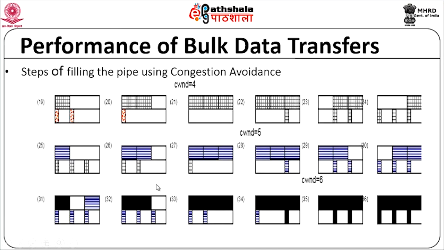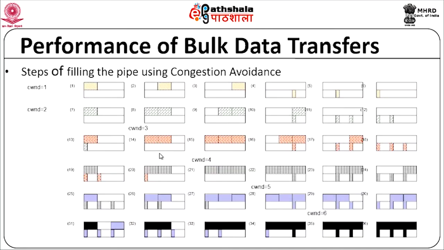So with congestion avoidance, starting off with a window size of 1, as you go higher and closer to the RTT, you will be filling the pipe and will be able to use it effectively. But in this process, there are certain drawbacks that can occur. This picture again is just to give you in one place how the filling of the pipe takes place. Now, coming to the drawbacks.